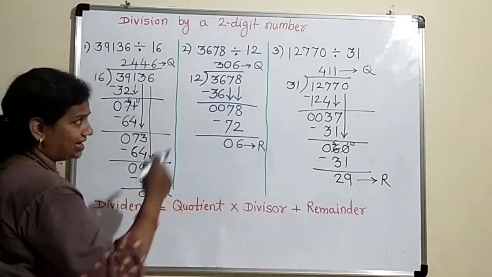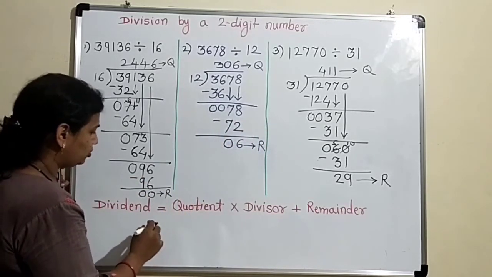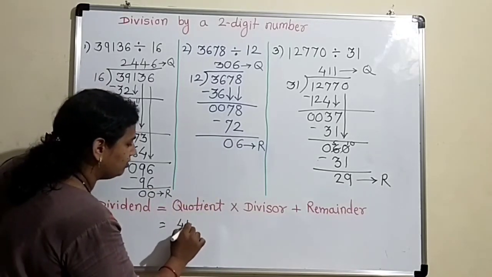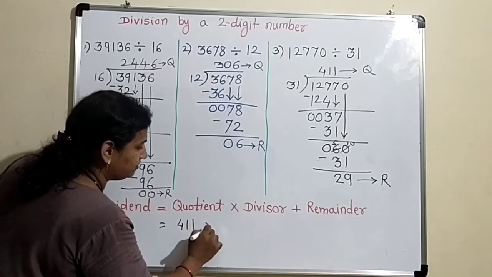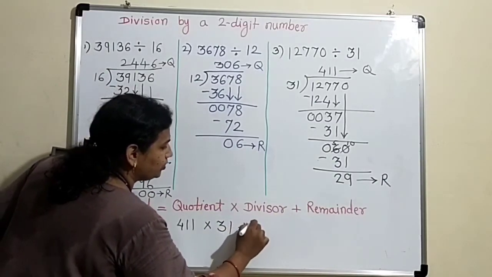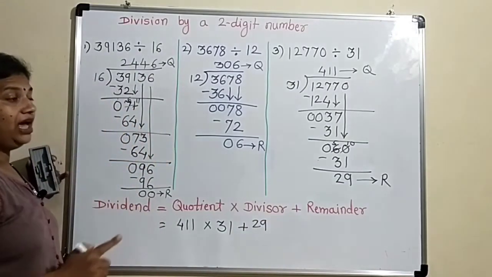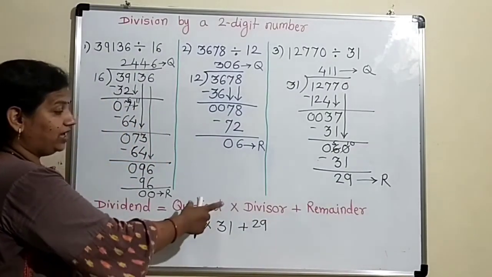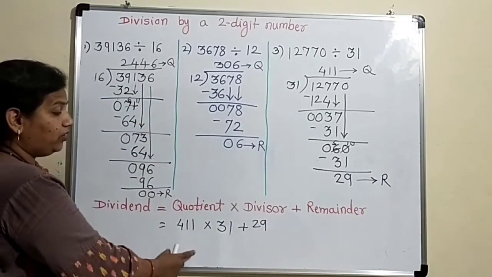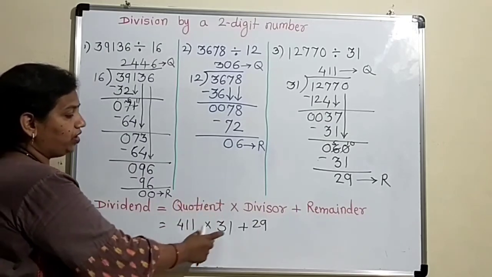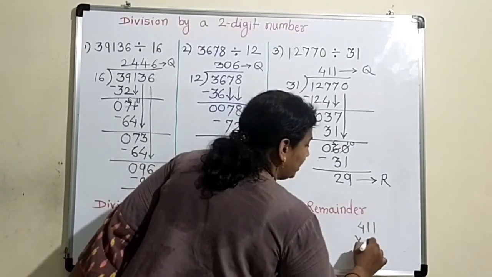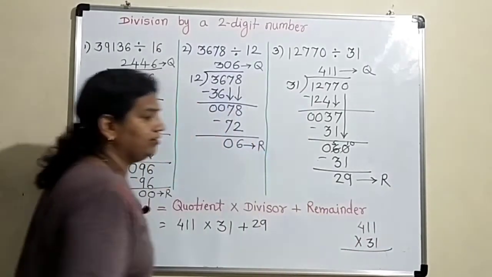I can check it for the last question. What is my quotient? My quotient is 411. My divisor is 31, and plus remainder, so my remainder is 29. Now when I am checking it, I have placed the values of quotient, divisor and remainder from the division solved, and now I will solve the right hand side. So 411 multiplied by 31. You can do it, 411 multiplied by 31, right?